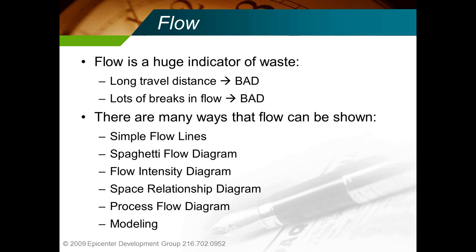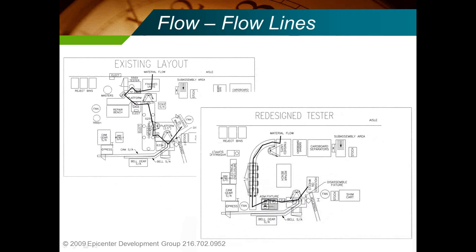And there are lots of ways that flow can be shown. I'm going to give you some examples here. So this is a real diagram, or just a flow line, where we've got an original. This is the existing layout. This is a work cell at Eaton. The stuff comes in, it goes to this operator, comes over here, and you can kind of see we've used a line here to show the general flow.